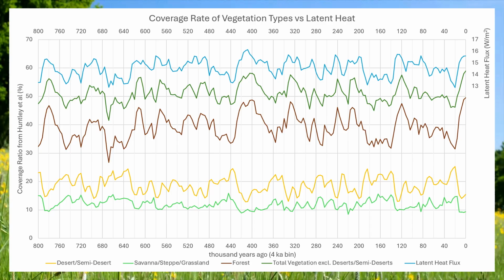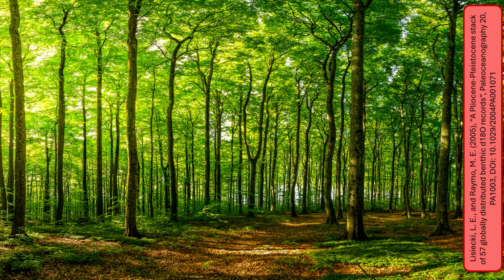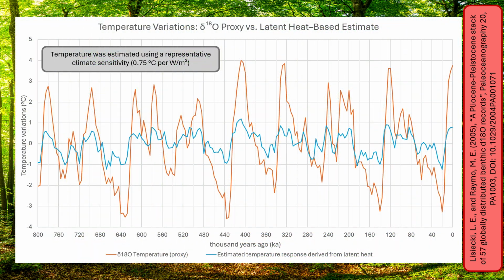planet. Periods with more extensive forests and productive ecosystems tend to correspond with higher latent heat transfer to the atmosphere. Periods dominated by tundra, grasslands, and deserts tend to correspond with lower latent heat flux. When compared with temperature reconstructions, the changes in latent heat show a clear relationship with temperature variability.